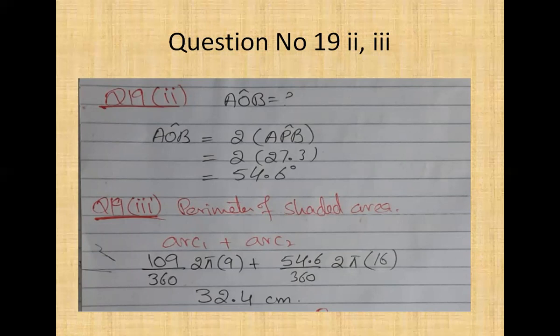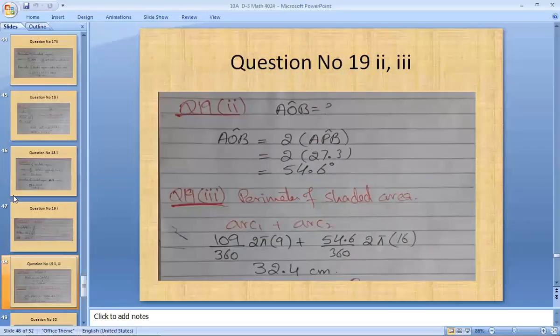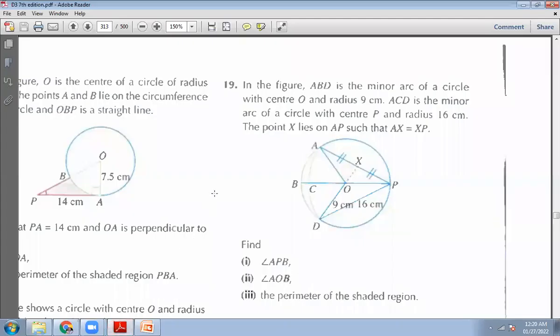Just enter the values for arc 1 and arc 2. For arc 1, I will write 109 divided by 360 multiplied by 2 multiplied by pi multiplied by 9. And for arc 2, I will enter 54.6 divided by 360 multiplied by 2 multiplied by pi multiplied by 16. When you enter both these values in the calculator, you will get the answer 32.4 centimeters. So this is how you will find the perimeter of the shaded region. I hope that this makes sense to you. So let's go to the next part.